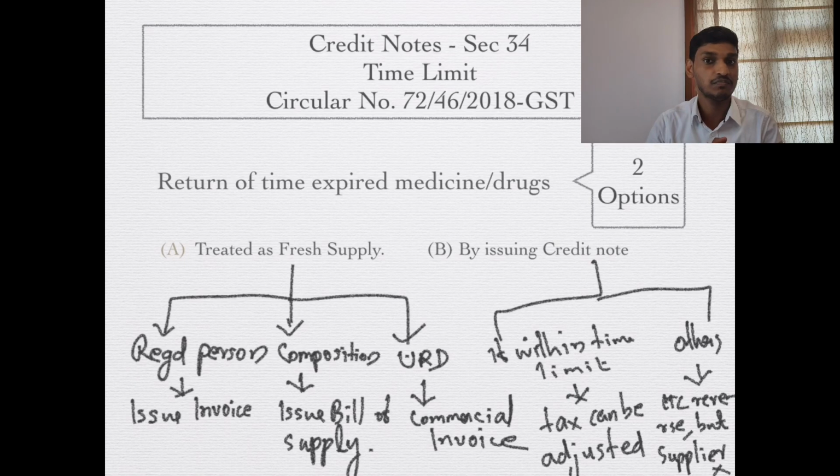But to avoid that problem, the government introduced this Circular Number 72/46. In this circular, the first option is given. He can treat it as a fresh supply. So in this case, the retailer can issue an invoice to the distributor, so that the retailer can charge tax on that particular medicine, and the distributor can take input tax credit also. That is the benefit available in this circular, if you follow this option.